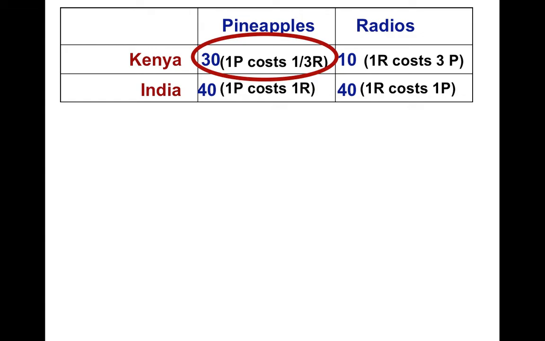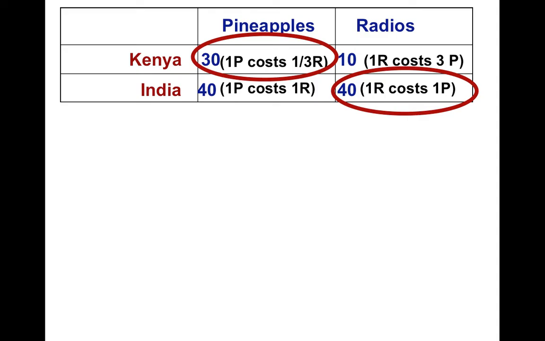When it comes to radios, Kenya would produce one radio, but they would lose the opportunity to produce 3 pineapples. India, on the other hand, could produce one radio and only lose the opportunity to produce one pineapple. It's a lot lower of an opportunity cost in India than it is in Kenya. So India's comparative advantage is radios. All right, now we know what their comparative advantages are.